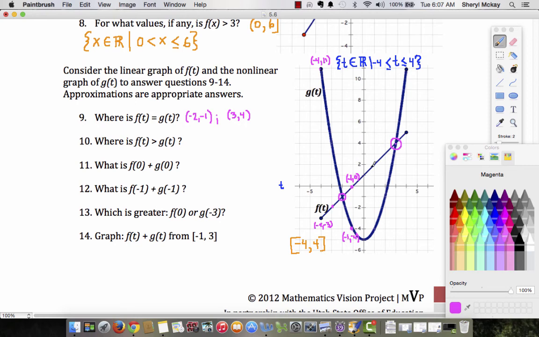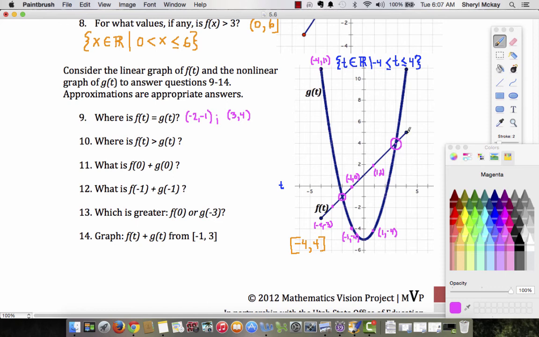I think if I go here, it's going to be the same thing. If I pick this point, 1, 2, and where's g of t? G of t is way down here, which looks like when t is 1, g of t is -4. So f of t is greater there. F of t is greater here. What about on this point right here? Suddenly it switches, doesn't it?